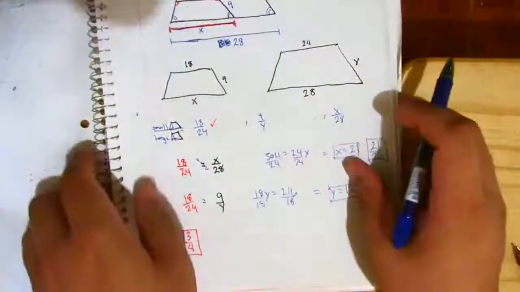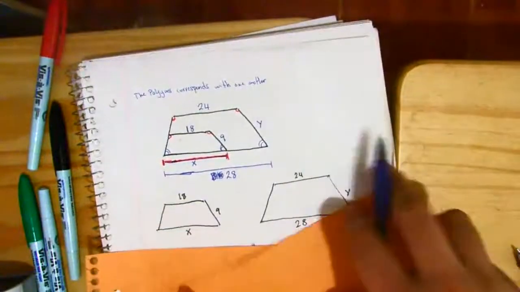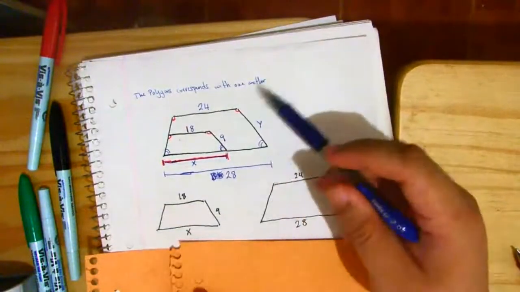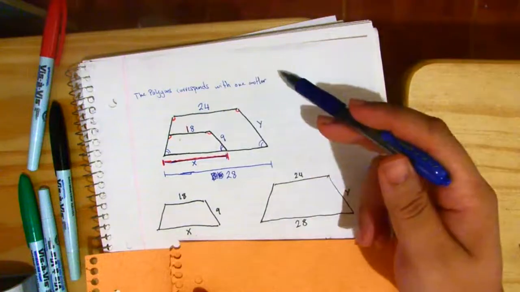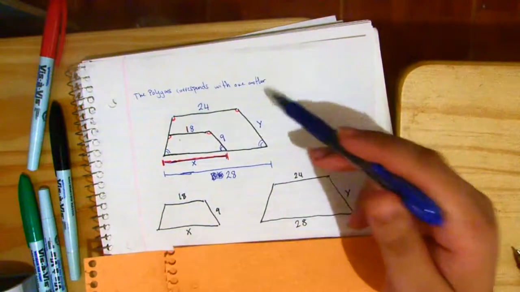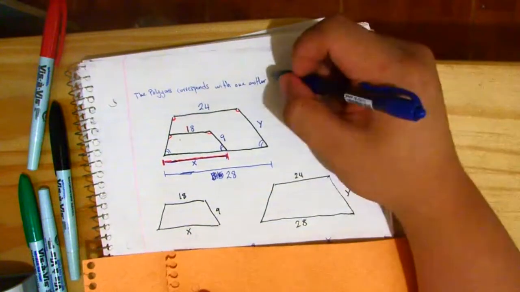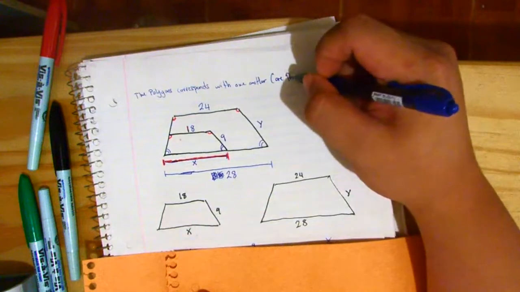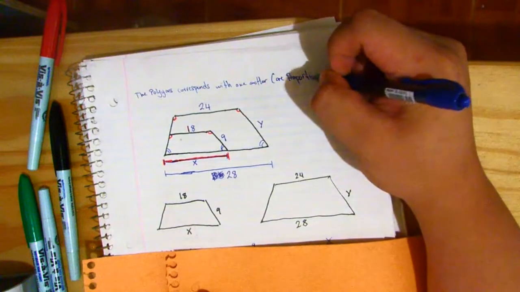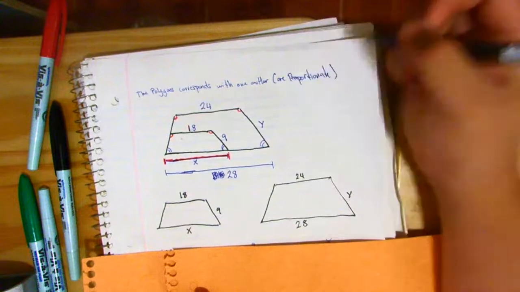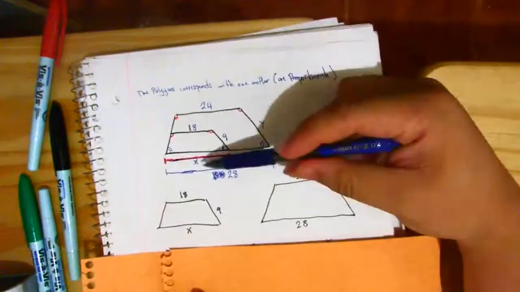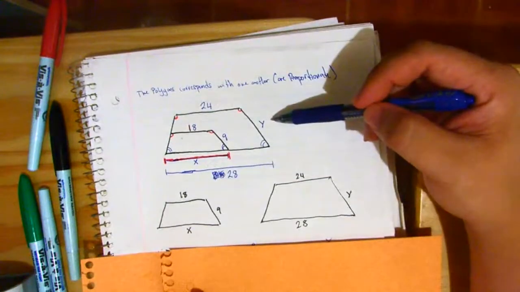Okay, last one we're gonna be doing is about the same thing. The only thing that's different here is, once again, the polygons correspond with one another, or the polygons are proportionate. And all we need to do is determine the values, right? We're trying to determine the value of x and the value of y.